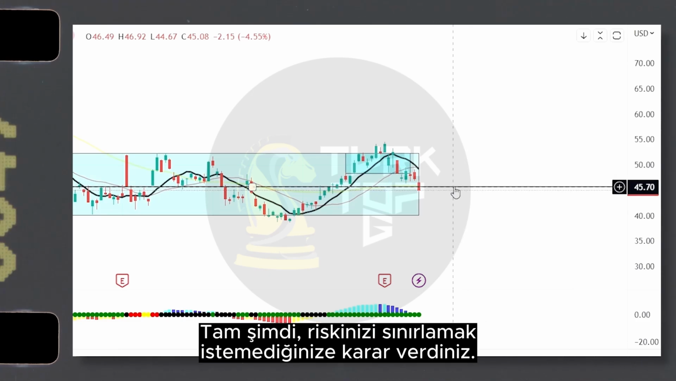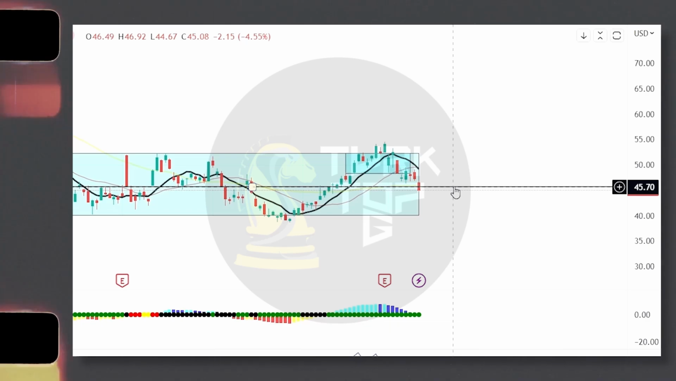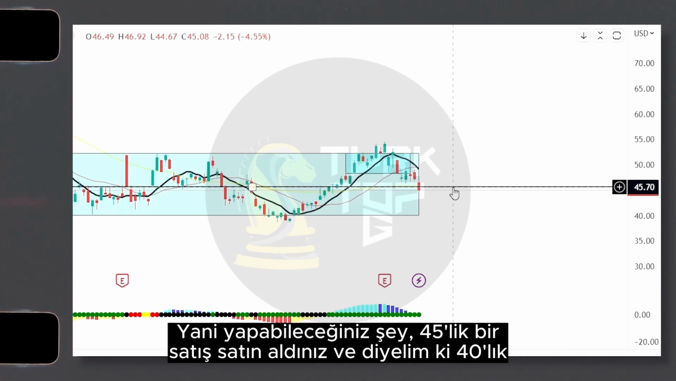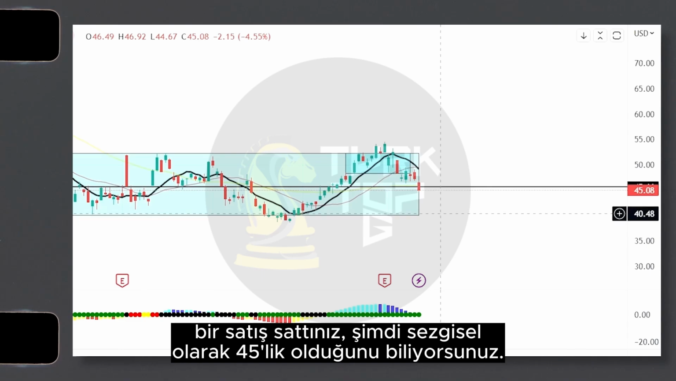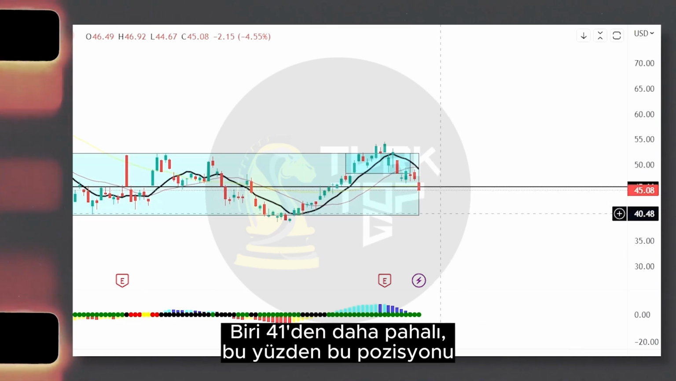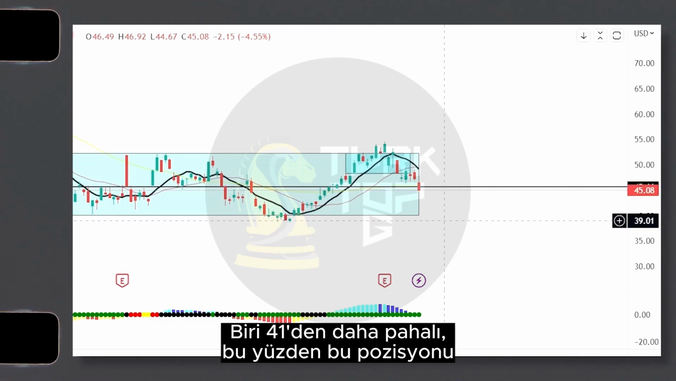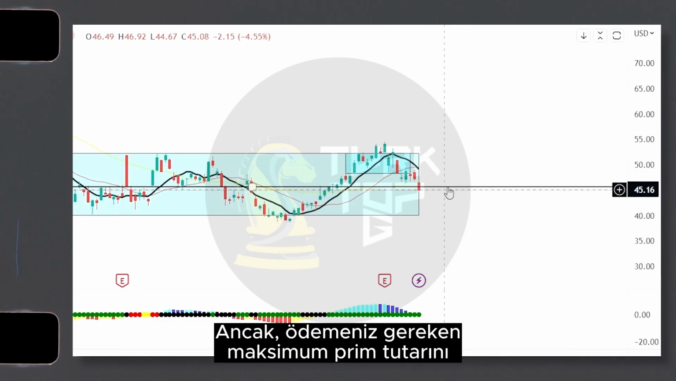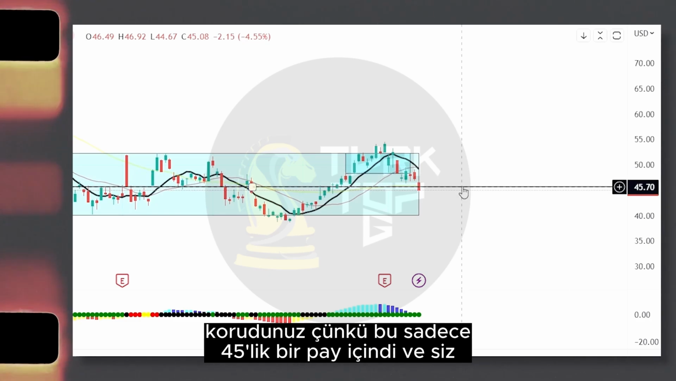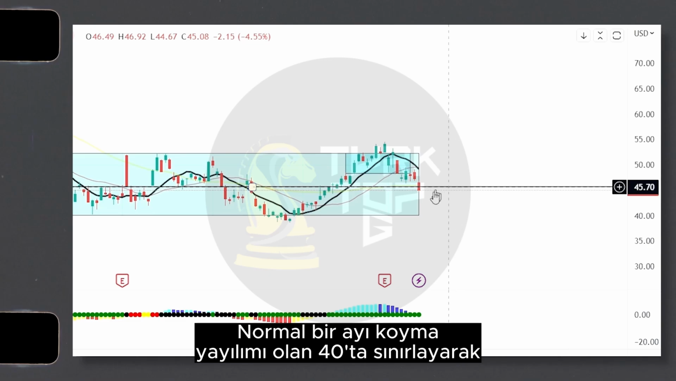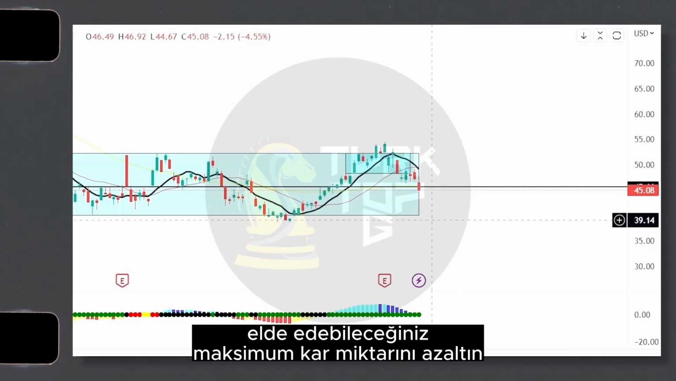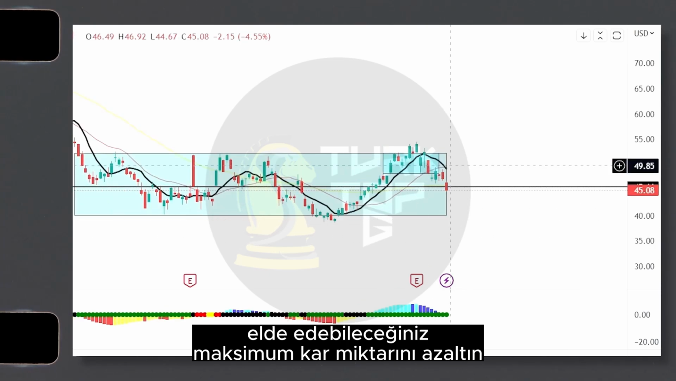Now you decided you do not want that, you want to cap your risk. So what you can do is you bought the 45 put and you, let's say, sell a 40 put. Now you intuitively know that the 45 one is more expensive than the 40. So in order to put this position, you will have to pay some premium, but you capped the maximum amount of premium you had to pay because that would have been just for the 45 put. And you reduce the maximum amount of profit you can make by capping it at 40. That's a normal bear put spread.